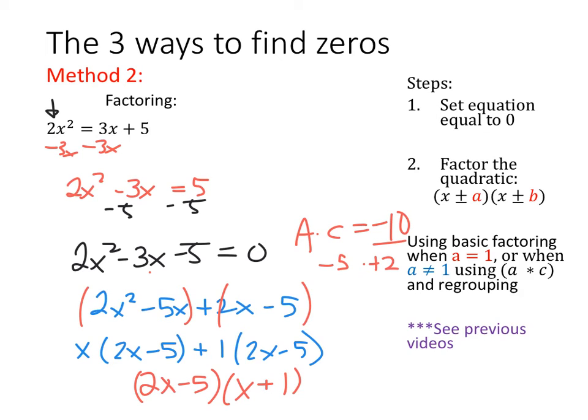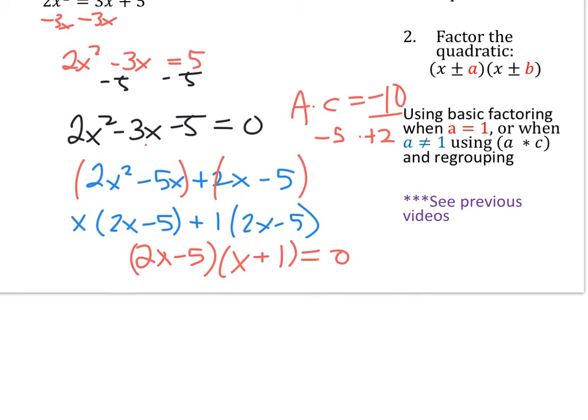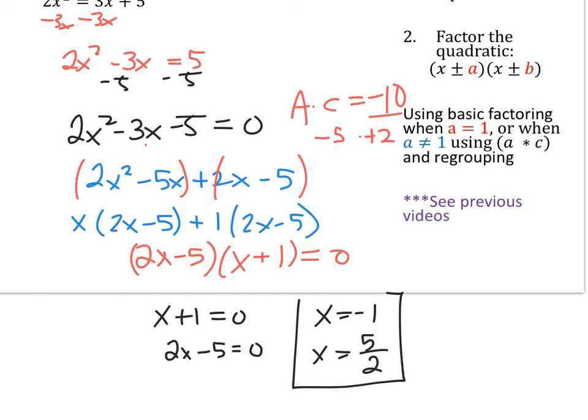So in a situation like this, I know that this is equal to 0. And so I have to make sure that I find my two zeros. The first one, x plus 1 equals 0, would give me a zero of x equals negative 1. And then here, 2x minus 5 equals 0. I would have to solve that two-step equation, but I end up getting x equals 5 over 2. And so those are my two zeros, so if I was to write those out, I would get negative 1, 0, and 5 over 2, 0 as my two zeros.